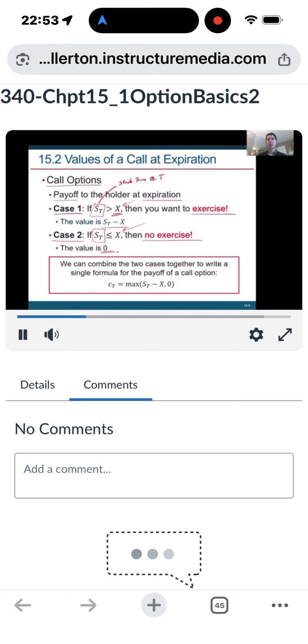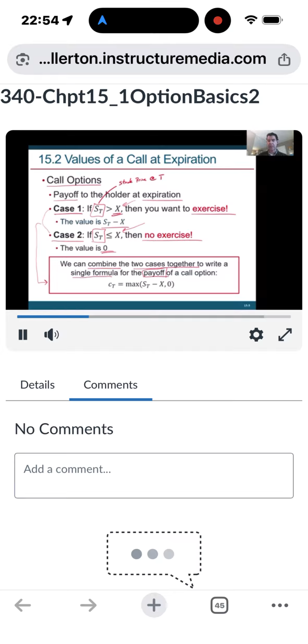So when you're looking at an option at expiration and trying to understand how valuable it is, you can think it through like we just did. It's the option to buy. Should I use it or not? And that's very good to know. But it's also nice to turn it into a formula, because then we can put it in things like Excel. So let's combine these two cases into a single formula for the payoff of a call option.